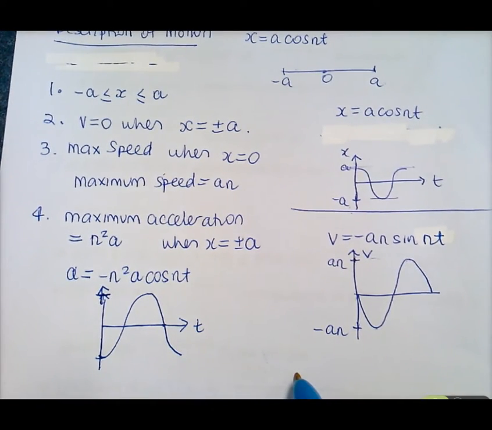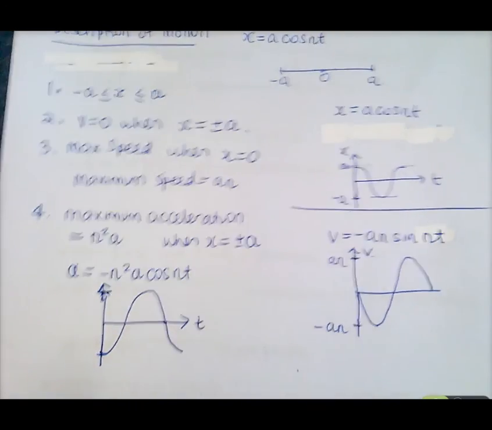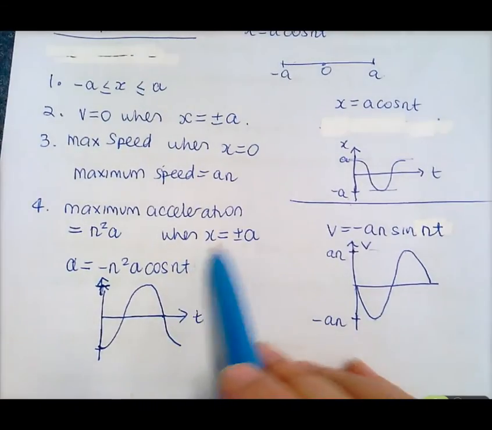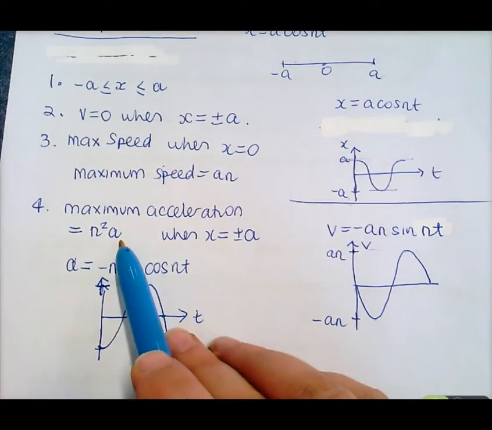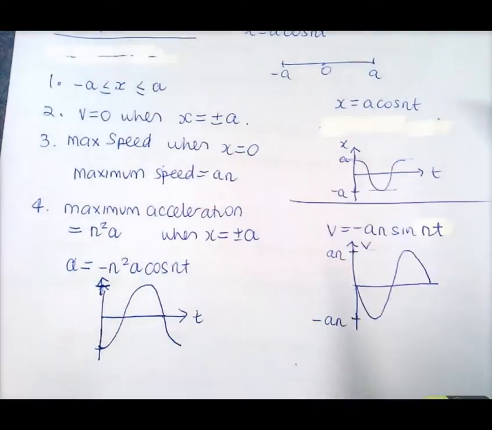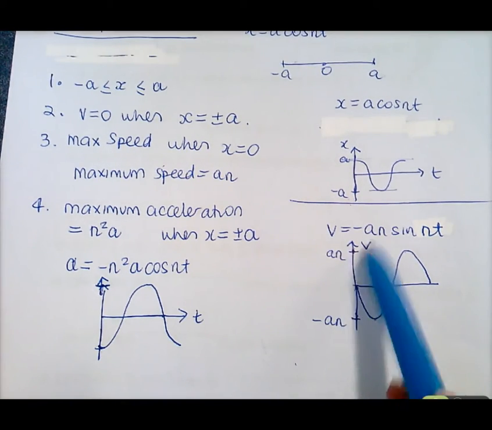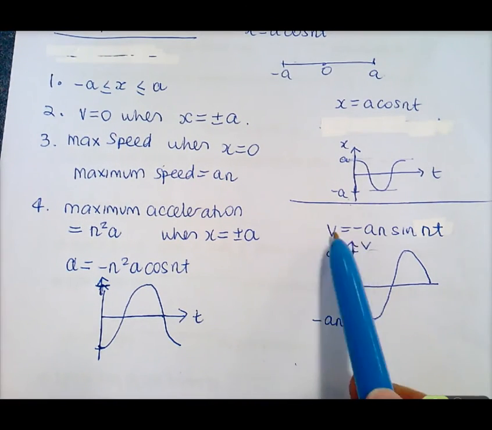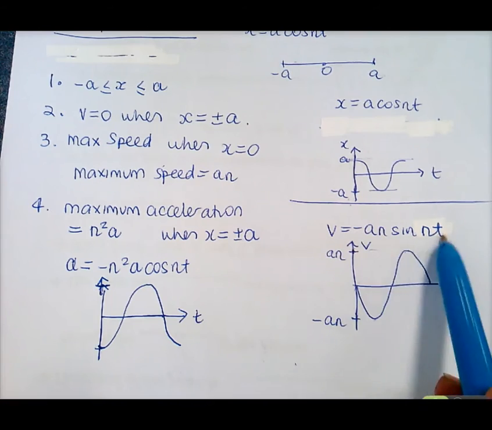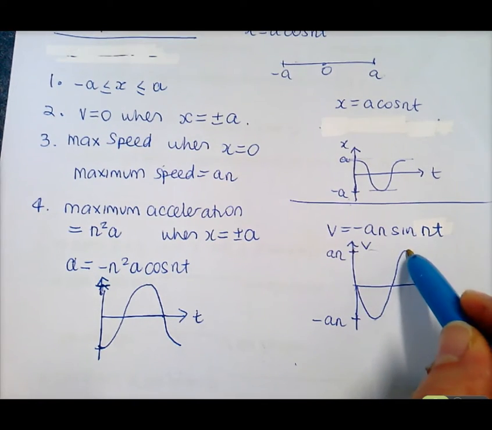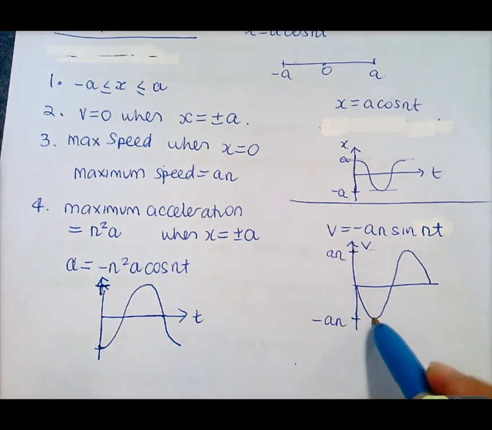Remember, acceleration is 0 in the middle? Okay? It is n squared a, but it occurs when x is at the endpoints. That's all we say. You see number 3, max speed at x equals 0, maximum speed equals AN. That's right, because look here, there's the velocity curve. Velocity is negative AN sine nt. If you draw it, the maximum speed will be at the top or bottom of this graph.